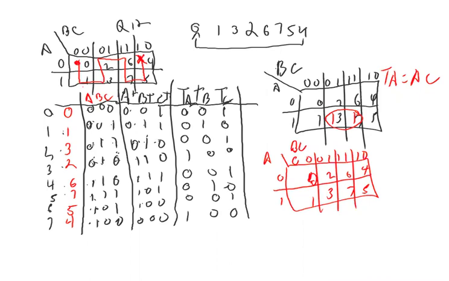Let's change the color. And now what we'll do is we're going to try T sub B. And T sub B is going to be a 1 for 1 and 5. So we're going to loop this way. And then T sub B is going to be equal to, let's see now, A C prime, I think. That's not too bad. And now we've got to do T sub C.